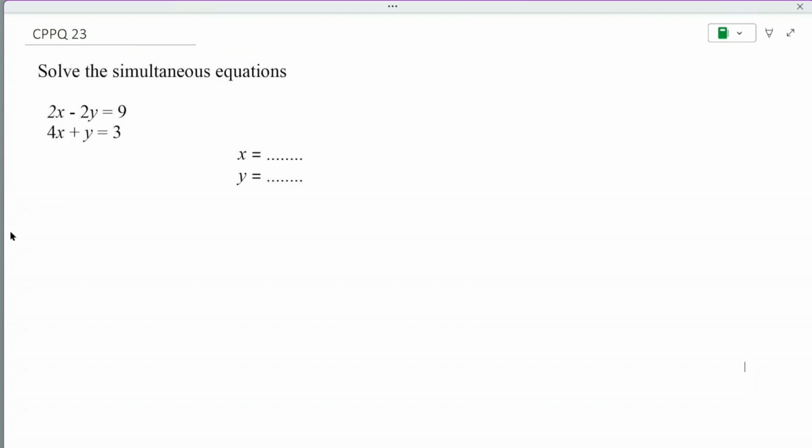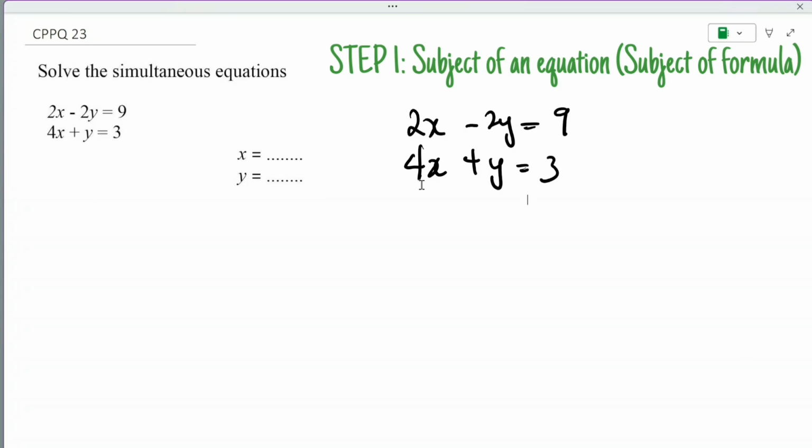So we have the two equations. The first equation is 2x minus 2y equals 9. The second equation is 4x plus y equals 3. When it comes to making one of the unknowns the subject of the equation, I prefer the one where the coefficient of the unknown is either +1 or -1. In this case, we're taking the second equation. The coefficient of y is +1.